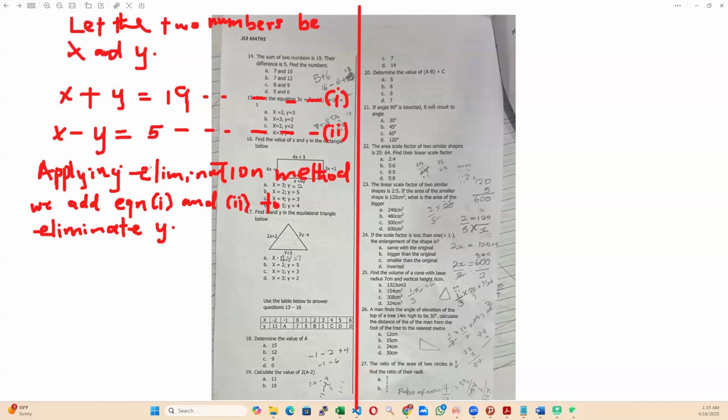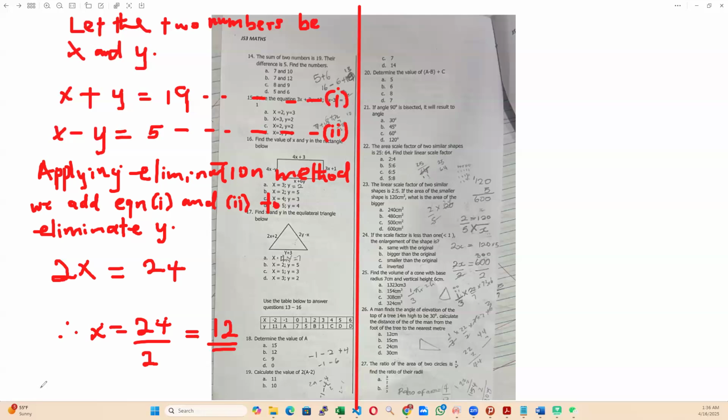So when we do that, we're going to have 2x. And when we add these two equations, the y terms will be 0. We add this, this will be 24. So therefore, x is 24 divided by 2, and this will be 12. So it means that x is 12.